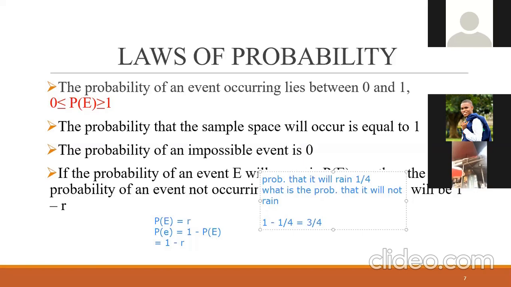Okay. That is the probability. Therefore, the probability that it will not rain is equal to what? 3/4. That's what we mean by the event which will not occur: 1 minus P(E), and it is the same as P(E'). Any question? If you don't understand, you can ask your question now.